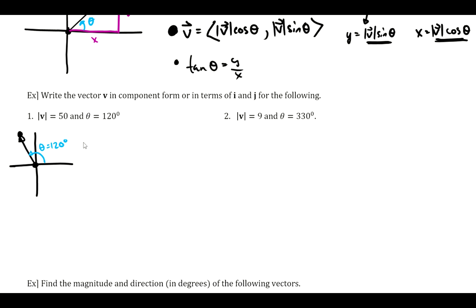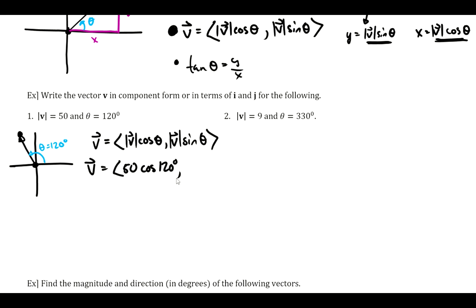The picture is there to make sure my signs are going to be good, but I can just plug those in. Let's write it one more time: the magnitude of v cosine of theta, the magnitude of v sine theta. Now let's plug those in. The magnitude of v is 50, and then cosine of 120, comma, the magnitude of v is still 50, sine of 120 degrees. Then it becomes a simplified problem with our unit circle or, if needed, a calculator.